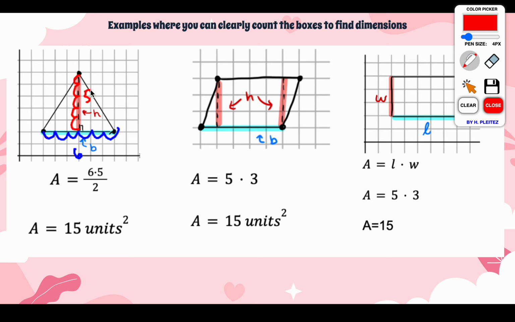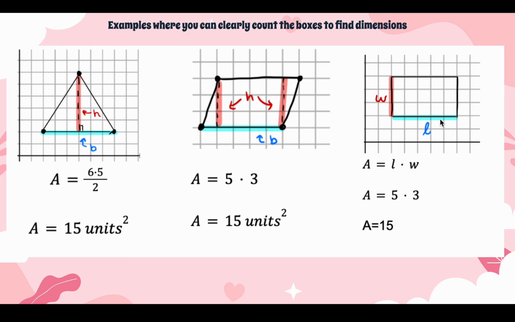Now these other 2 examples, I won't go through them in as much detail, but again, it's the same idea where you know your shape, you know your area formula, and you're just using the coordinate grid. If the segments are perfectly horizontal or vertical, you can just count to find the dimensions, and then you substitute those into the formulas.